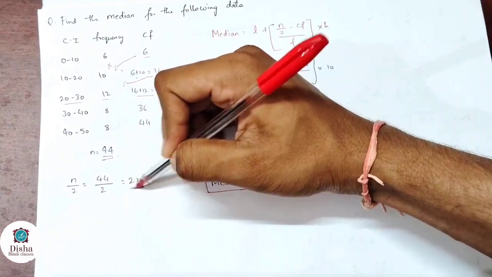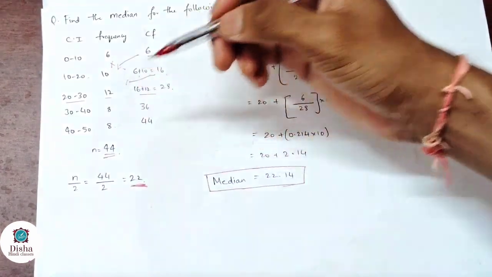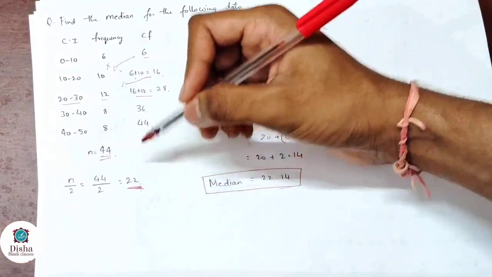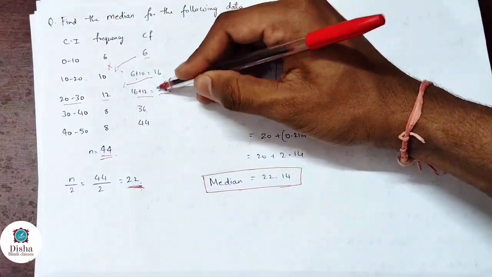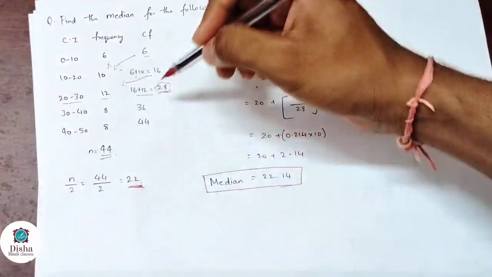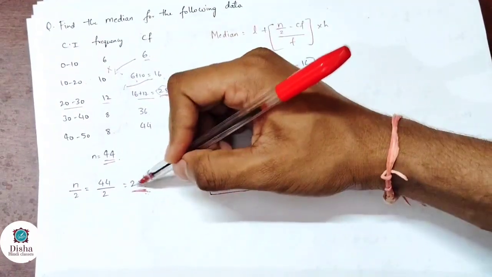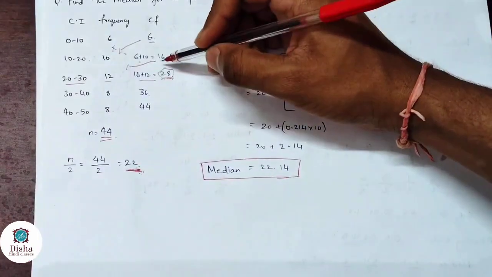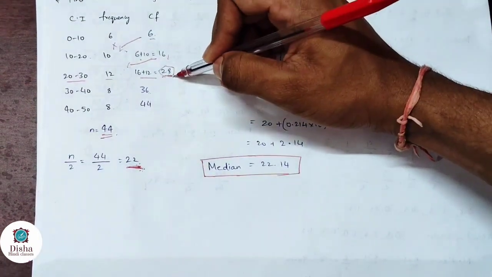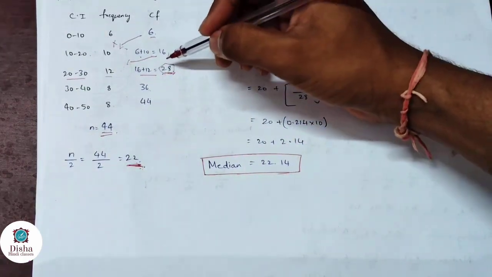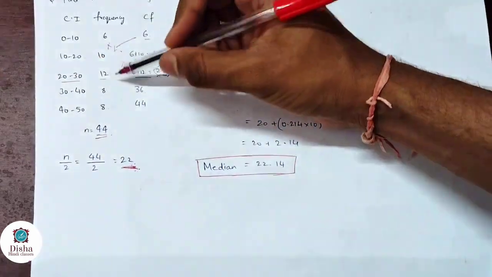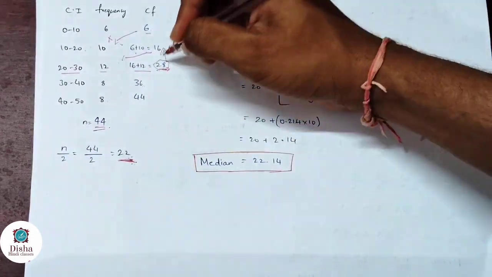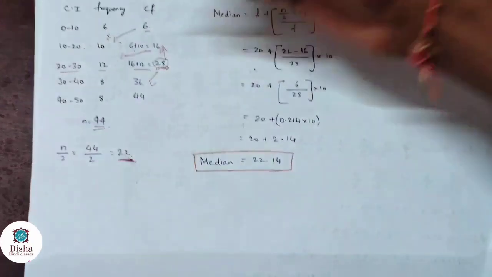Now we have to find where this 22 lies. Always remember, this 22 would lie in the 28 one, because you have to take the cumulative frequency greater than n by 2. So the cumulative frequency greater than 22 is 28, not 16. So now the median class would be 20 to 30, and the cumulative frequency would be 28, and the preceding frequency would be 16, and the succeeding would be 36.